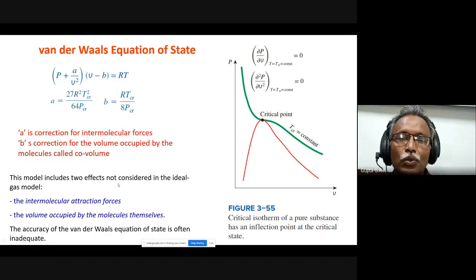This model includes two effects that are not considered in the ideal gas model. One is intermolecular attraction forces, and the other one is the volume occupied by the molecules themselves. The accuracy of the Van der Waals equation of state is often inadequate. Okay, so this is also okay up to some range of pressures and temperatures, but the range is somewhat narrow.